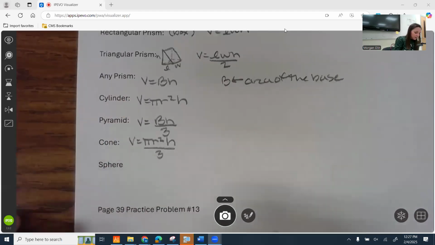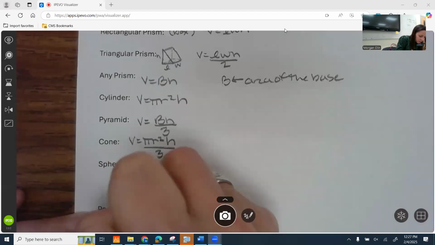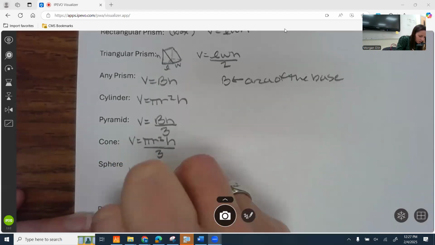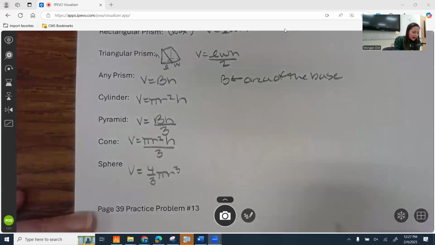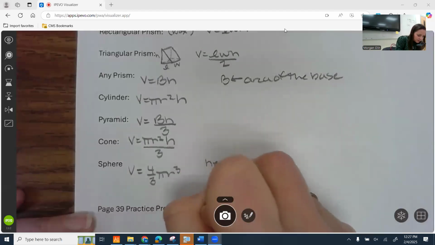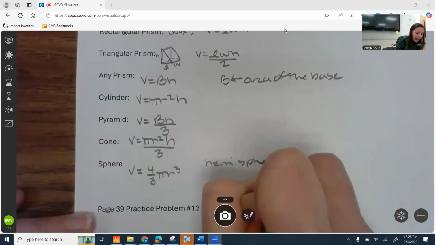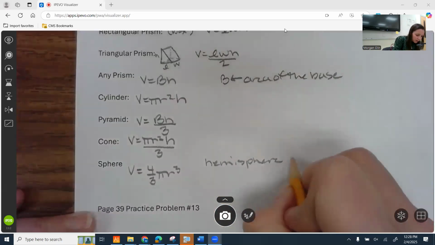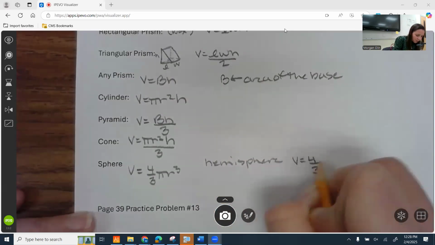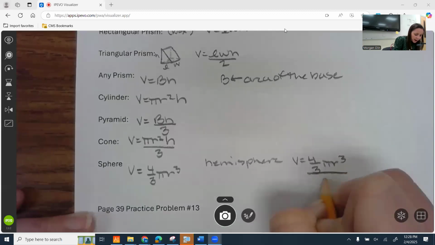And then the sphere, 4/3 pi r cubed. I am going to add in a hemisphere. A hemisphere is half of a sphere, half of a ball. And just think of it: if it's half of a ball, what am I going to do? I'm just going to divide by 2.